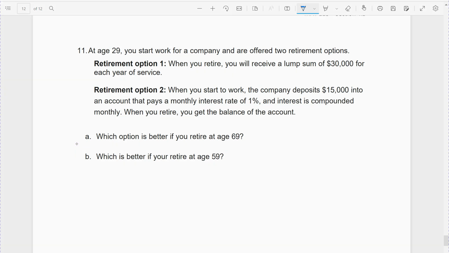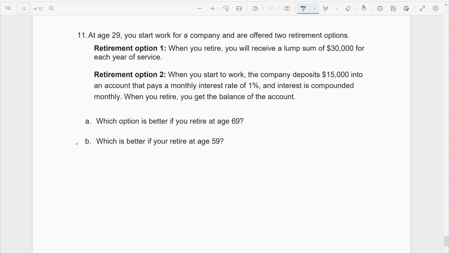Alright, so the last example I wanted to go through, because there's one like this in your homework, you have to read it very carefully. It's really easy to get this one wrong because you're not reading it carefully.